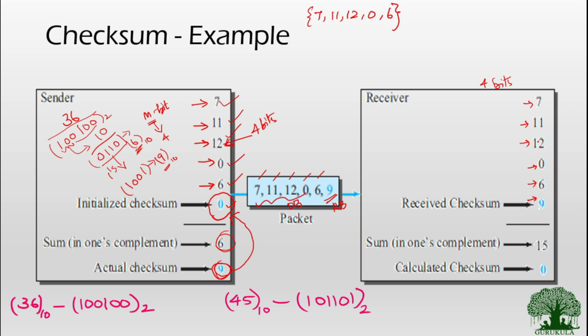So what I will have to do is add all these values, and adding all these values will give us a total sum of 45. So what is the next step? I will have to represent this 45 in binary.